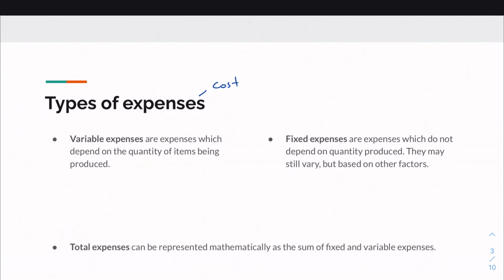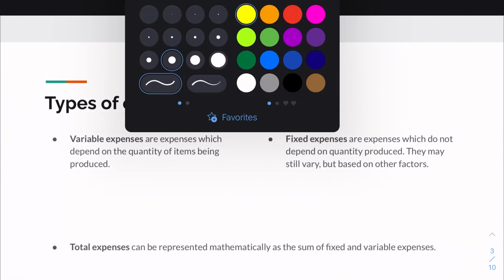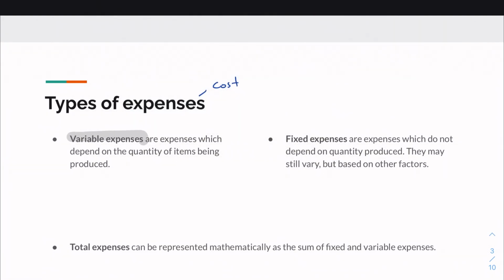So we have variable expenses. And variable expenses are expenses that depend on the quantity of items being produced. This is going to be the key phrase here. It all comes down to the quantity of items being produced.